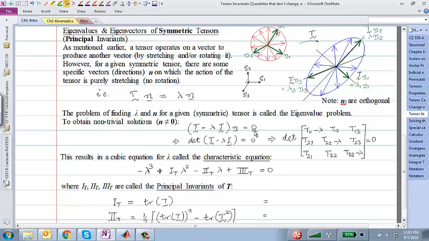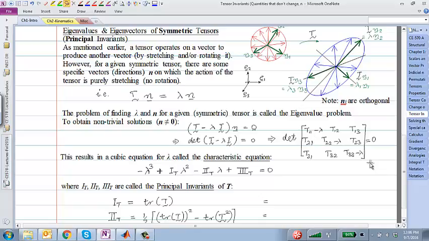So I need to look for non-trivial solutions for this type of equation, which we know happens only when the components of this matrix give me a determinant equal to 0. So the determinant of T minus lambda I should be 0, which gives me this equation. I just take the given tensor components, subtract lambda from the diagonals. That's what this is. Take the determinant of that resulting matrix, and that will give me some equation in terms of lambda, right? What order of polynomial in lambda would that be?